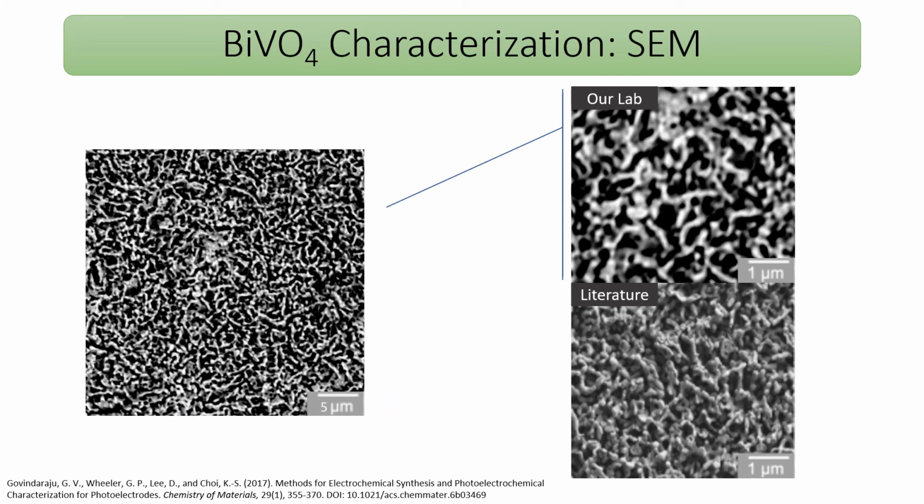We then reinforced our characterization by looking at the film through an electron microscope. As you can see, our electron microscope picture looks similar to the one taken from literature, both of them confirming its nanoporous structure. So with this extra evidence, we can safely say that we have produced bismuth vanadate.